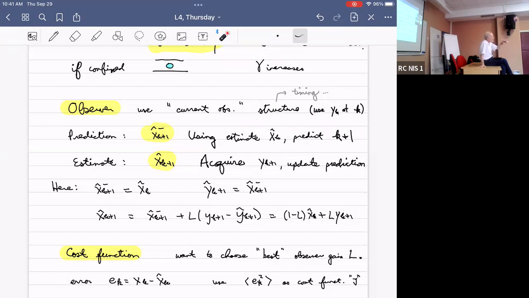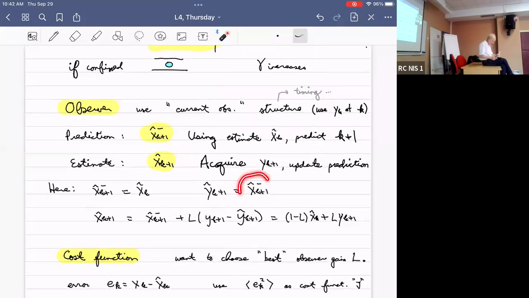But again, remember before we had y equals cx, so there's some matrix or row vector relationship between the n component state vector and, say, the one component y, a row vector c. So we can apply that to the prediction. Okay. So using that, the observer then becomes x hat k plus one when you incorporate the measurement.